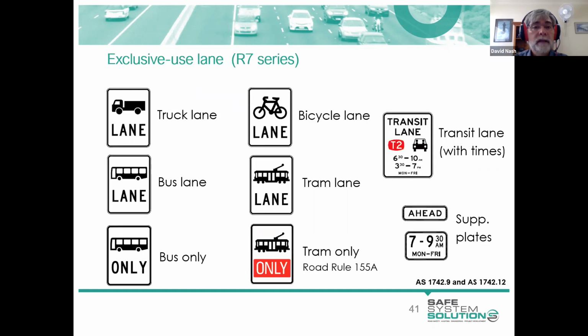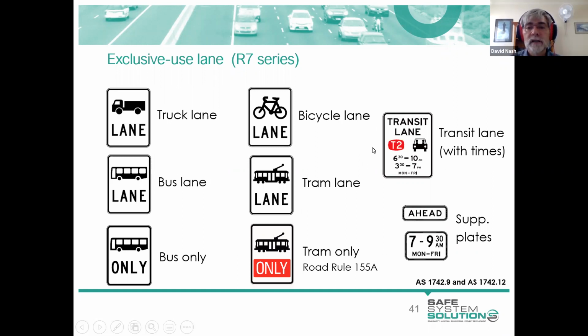Okay, a bit about exclusive use signs such as truck lane, bus only, bicycle lanes, tram only lanes, which are written into the road rules, Road Rule 155A, which is slightly different to a tram lane. A tram lane allows other vehicles to enter it under certain circumstances, whereas tram only does mean only. It's only trams, and I think maybe tram rescue vehicles, if they need to tow a tram or something, I think they might have an exemption.